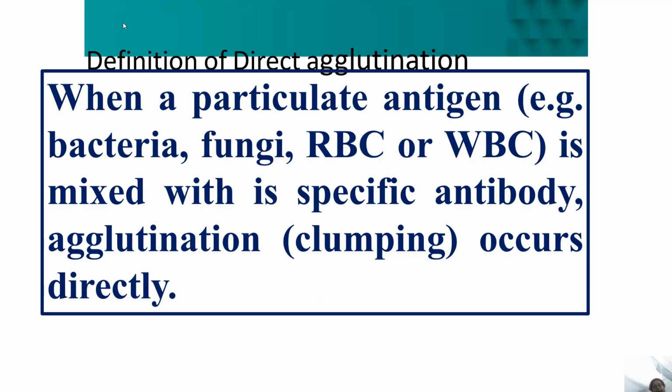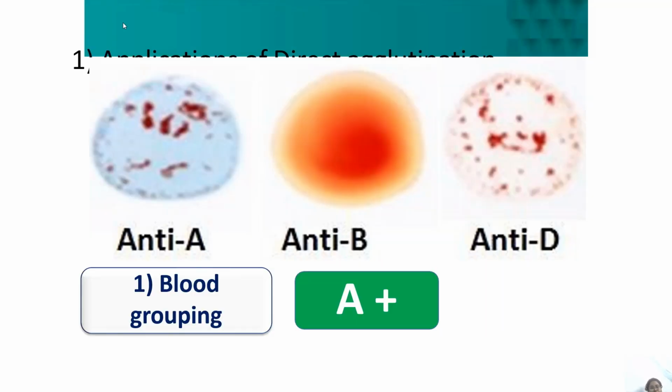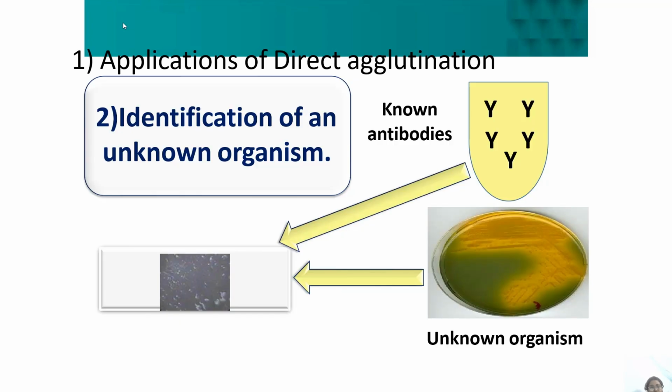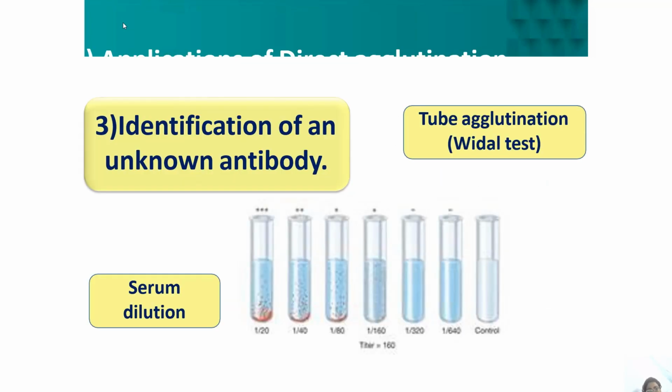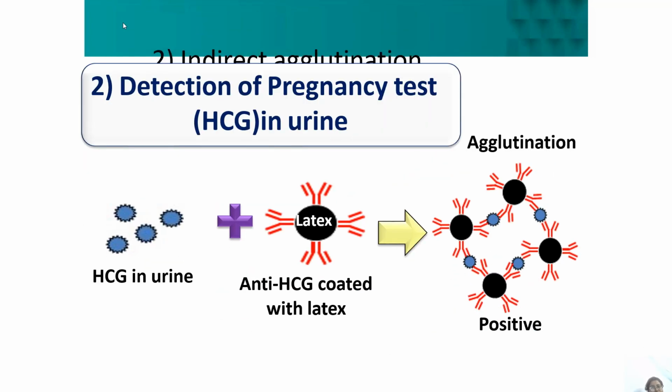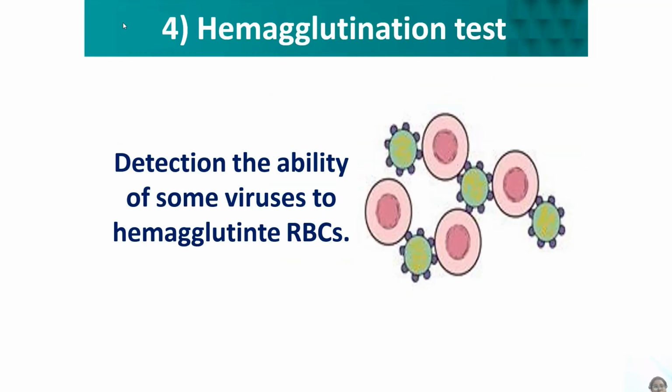Okay, now what is direct agglutination? When a particular antigen is mixed with a specific antibody, agglutination occurs directly. Okay, if you can see that. That's the basis of blood group determination. We'll not go into too much detail because that is not the basis of our question.